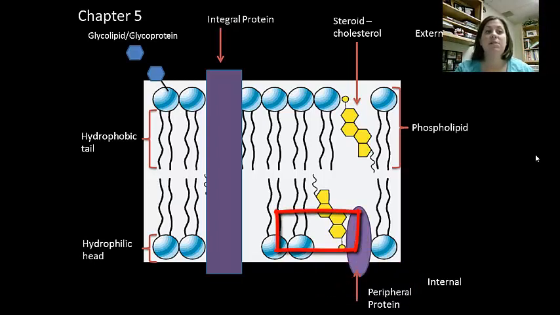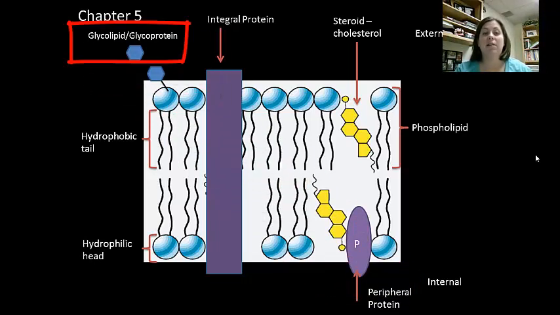Now, remember the difference between a glycolipid and a glycoprotein. A glycoprotein is where this sugar is attached to a protein. A glycolipid is like what you see in this picture, where it's attached to a lipid. Okay, so know this structure. This is going to be a matching section.